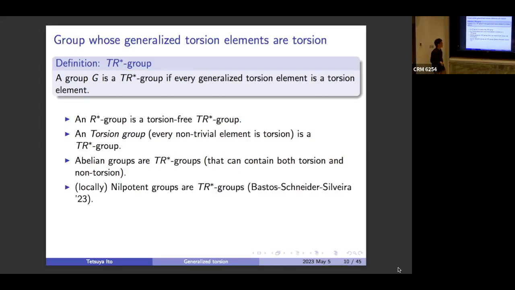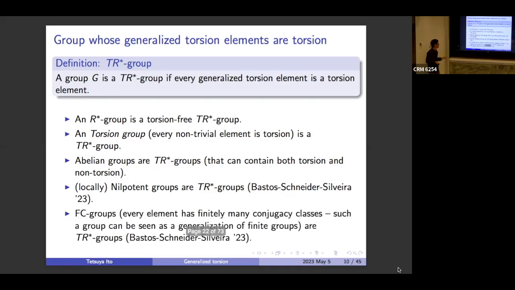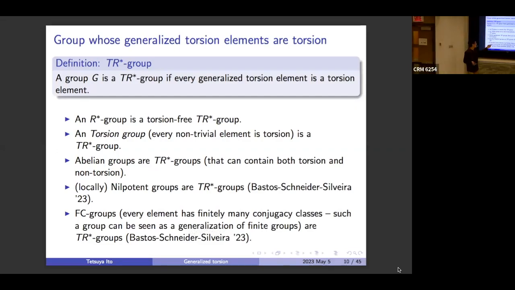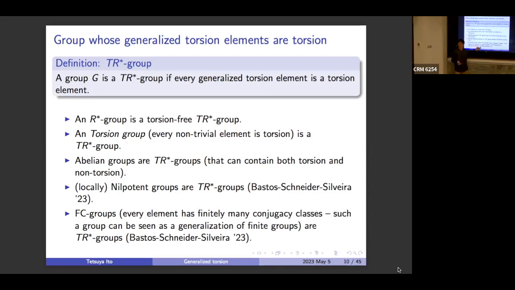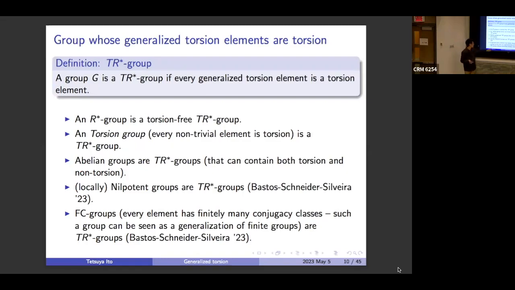The next class is the generalization, locally nilpotent groups, again TR star groups. This was observed by Bastov, Schneider, Silver recently. In a slightly different direction, FC groups. This is a group where every element has finitely many conjugates. I don't know much about it, but such a class of groups has been studied because it is a generalization of finite groups, a certain kind of finiteness condition. Then such a group is also a TR star group.